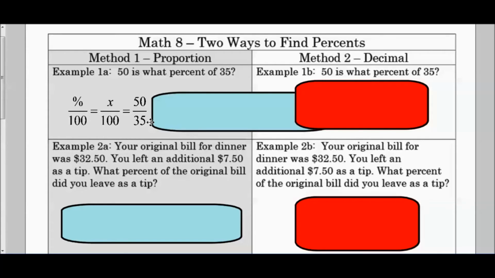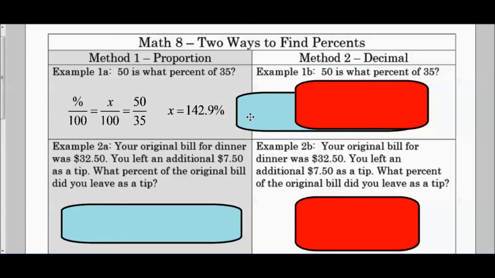Here we would cross multiply 35 times x, and 50 times 100. We divide by 35, and we get that percent, 142.9%. Again, we can check to make sure this answer makes sense. That really does, because it's bigger than 1. It's about 1.5, 100, almost 150%.